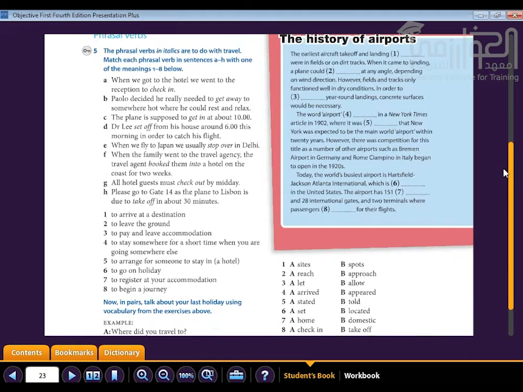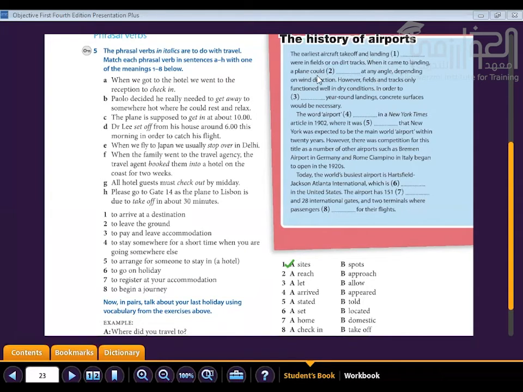We have one: the earliest aircraft takeoff and landing. Should it be sites or sports? And actually, the correct answer should be what? It should be A, sites. So we can type A here and mark it that this will be A. And then we add two. So we use sites: the earliest aircraft takeoff and landing sites were in fields or on dirt tracks.